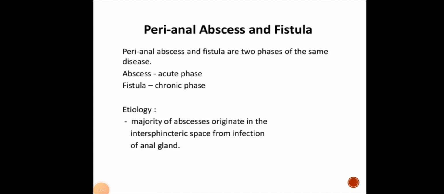When we see the classification, that is, how the anorectal abscesses are classified. The first is perianal, then ischiorectal, submucous, and pelvirectal. Based on the location of the abscess, these are divided into four.